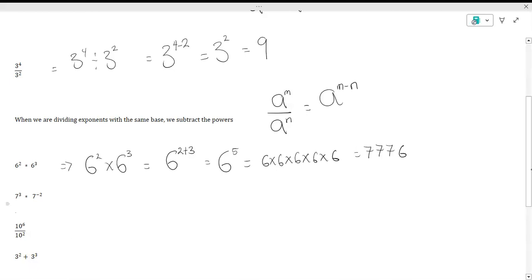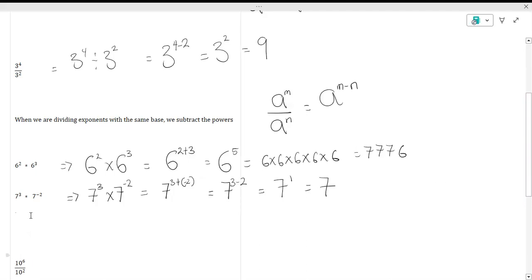Then we have 7 raised to the power 3 times 7 raised to the power minus 2. Let me just write it here. That is equal to 7 raised to the power 3 plus minus 2. Then we open the bracket. That will be 7 raised to the power 3 minus 2, and that is 7 raised to the power 1. Anytime we have a number raised to the power 1, that is that number. So 7 raised to the power 1 is 7.